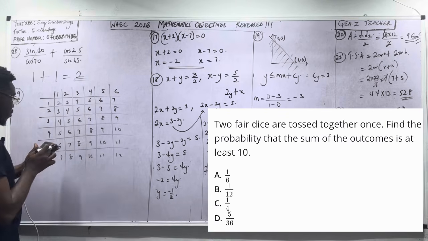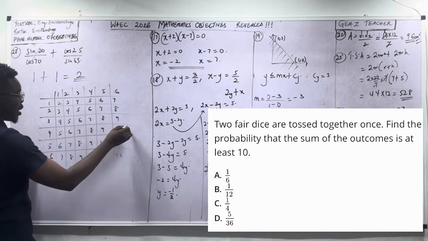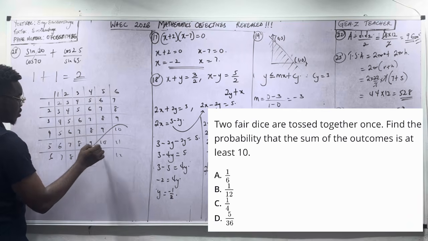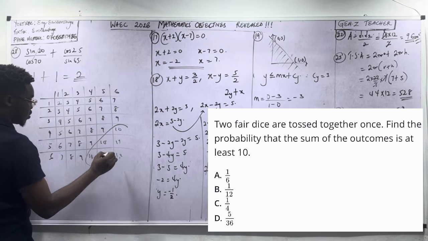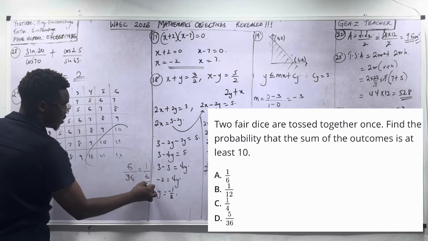They said the sum of at least 10. At least 10 means 10 and above. So we have these values here. We have 1, 2, 3, 4, 5, 6. So the answer should be 6 over 36, and that is 1 over 6 as the answer.